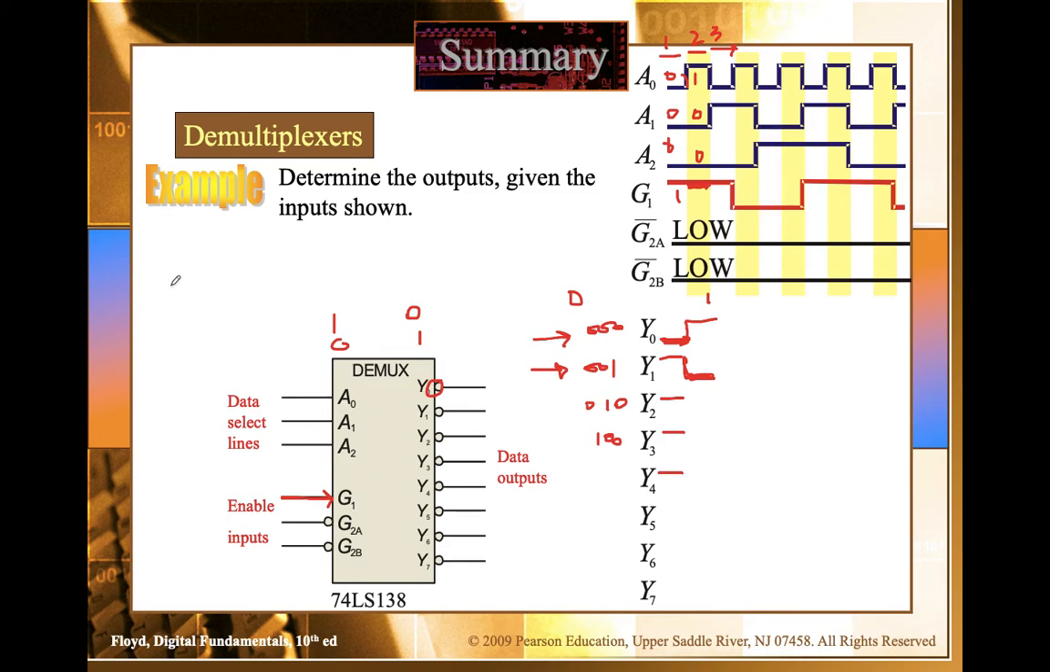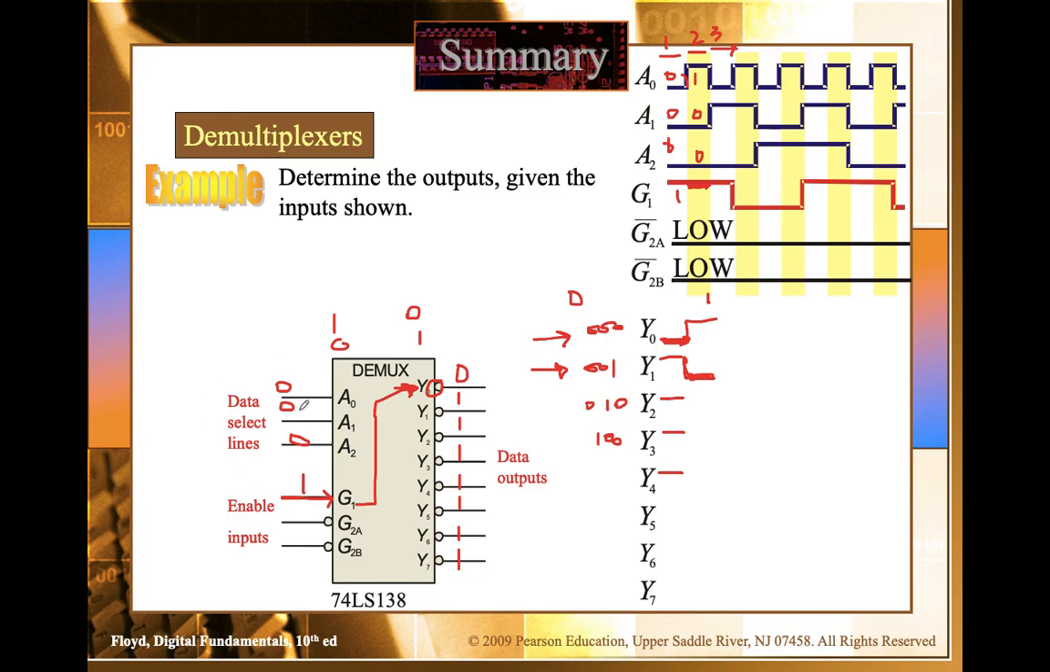Do you want me to explain further? See, if the select lines are 000 and the input is 1. Now this is low enable. So based on the select lines, Y0 will be selected, meaning output will be generated on this line. So input will be connected with Y0. But what will be the data produced? It will be the opposite of this because this is low enable. So 0 will be produced here. All the other lines will be 1.